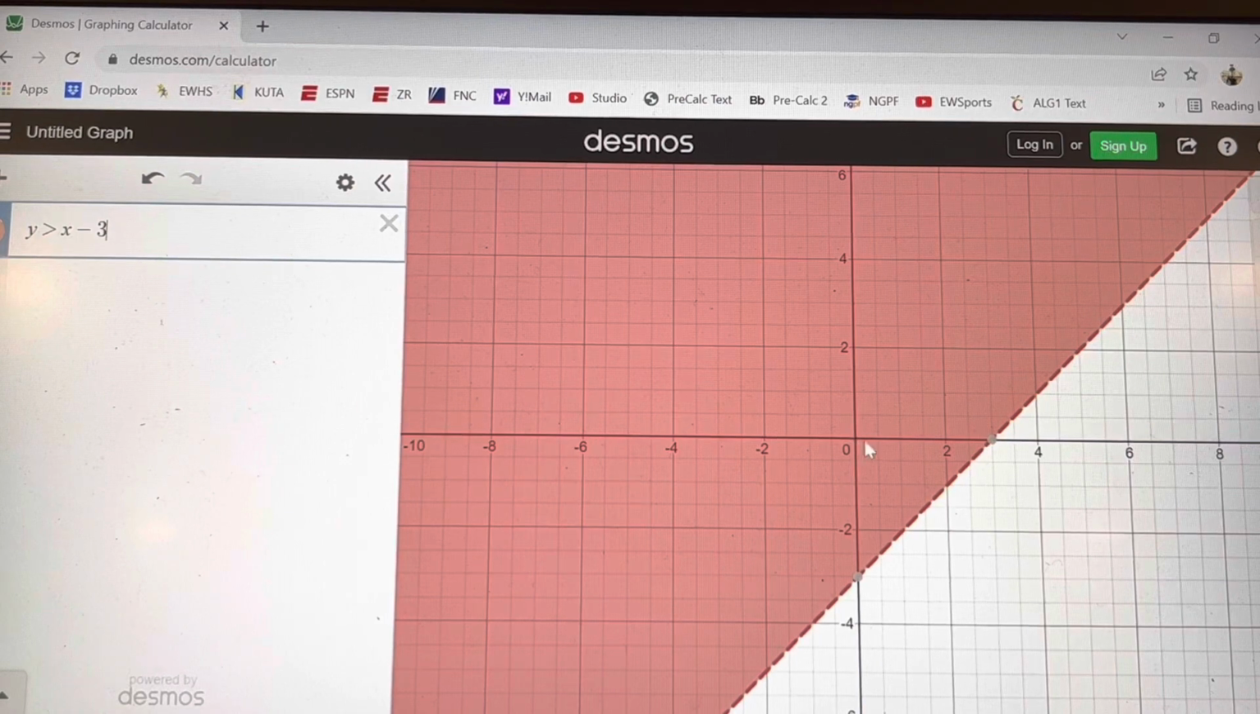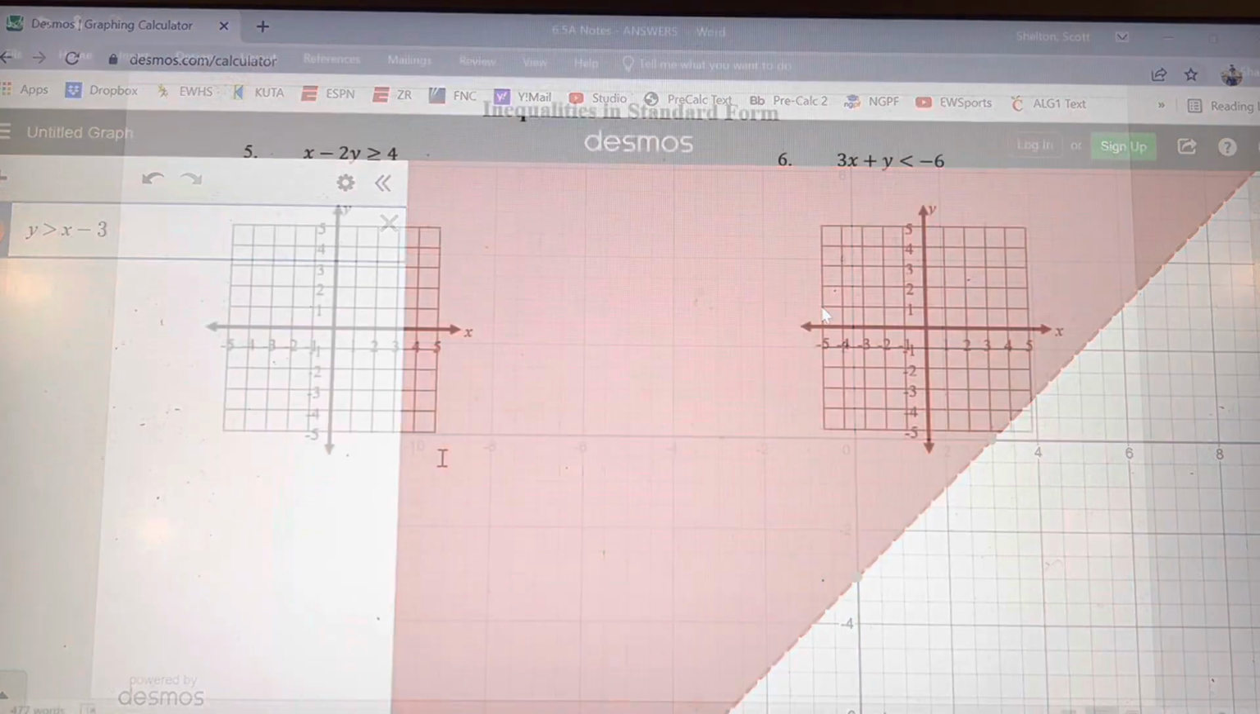And then we're going to shade where the origin is. So notice we're shading above the line or to the left of the line. Okay. All right. Now the next two inequalities are in standard form. So I want you to try those on your own and then come back and watch the video to check your work.